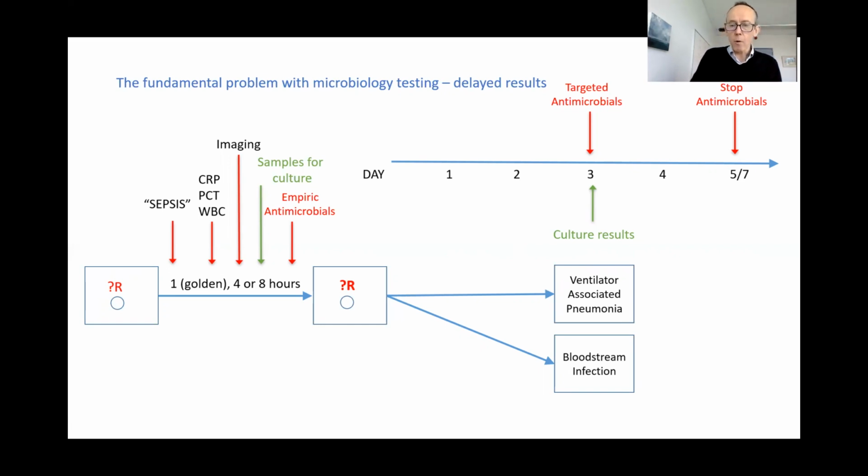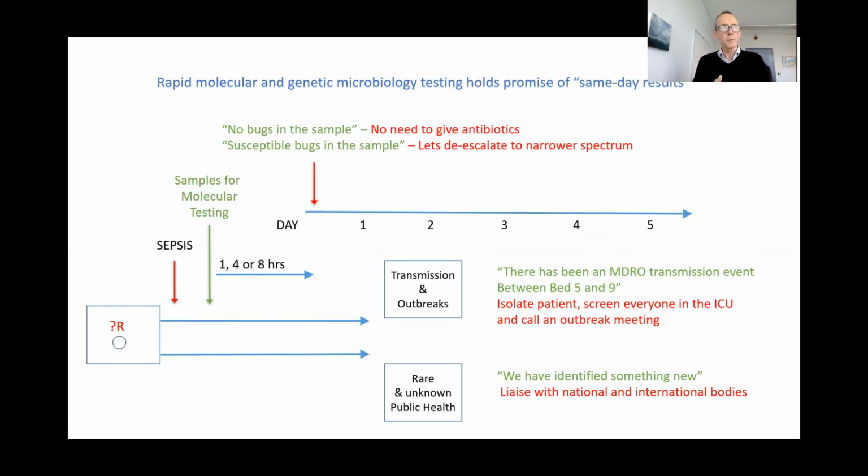Now, the opportunity with modern microbiology techniques is that they can use rapid molecular and genetic technologies to provide same-day results. This is the holy grail of microbiology, I think it has to be said. The ability, on the day that somebody's unwell, to either say, look, there's no bugs in that sample, you don't need to give antibiotics, or this is the bug in that sample, and that's what it's susceptible to. You can give a narrower spectrum antibiotic than you were going to give.